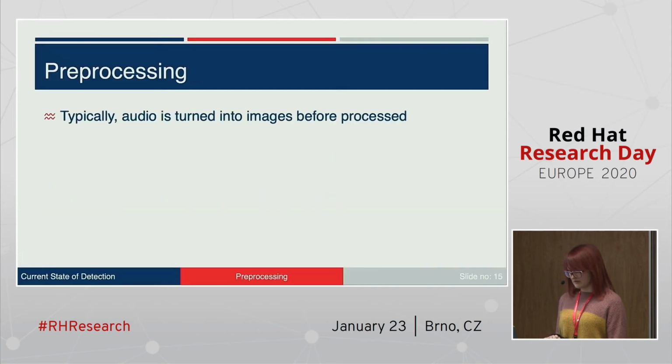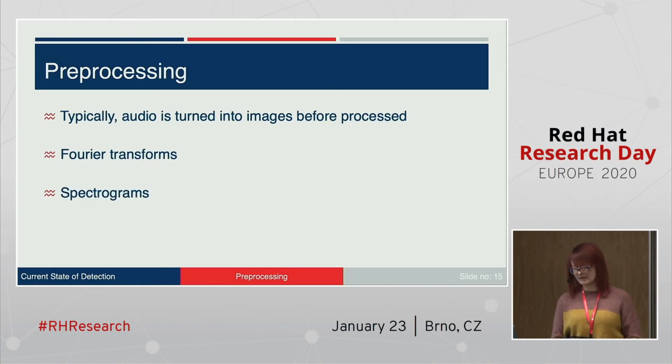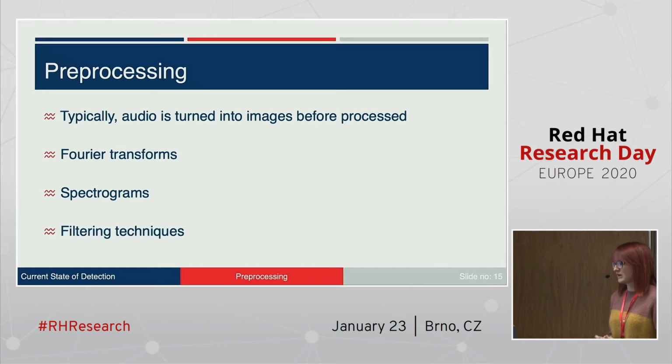So what is the current state of detection? Before we do any form of detection, typically audio needs to be pre-processed first. So it's normally processed into images. We'll do this using some form of Fourier transforms, and these are known as spectrograms, which I'll talk to you about next. And we also do some form of filtering techniques, just to try and remove some of the noise that is in the audio clips.